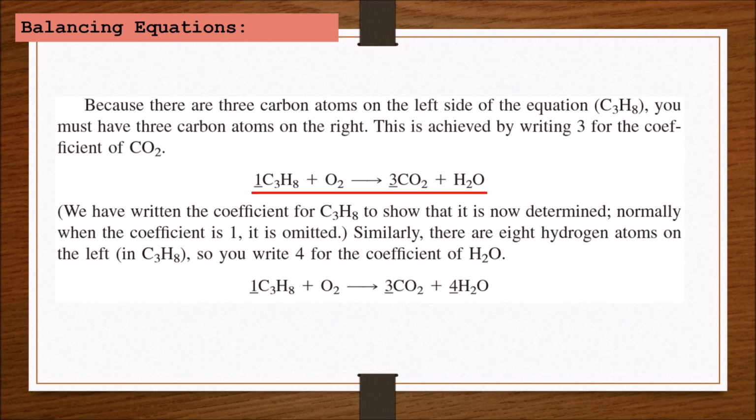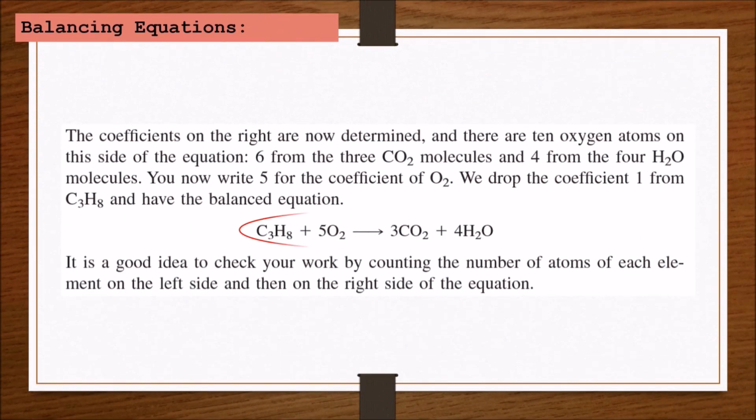In this example, we just specify the coefficient number 1 in C3H8 to show that it is determined. But normally, when the coefficient is 1, it is omitted. Similarly, there are 8 hydrogen atoms on the left side in C3H8. So you can write 4 for the coefficient of H2O.